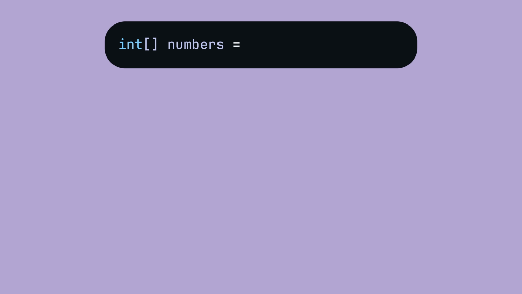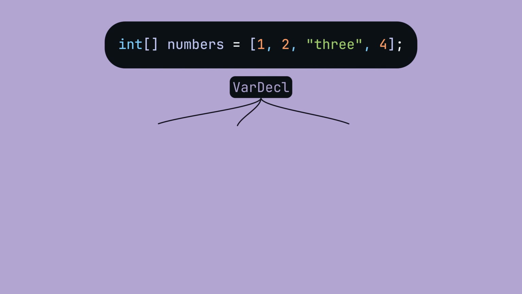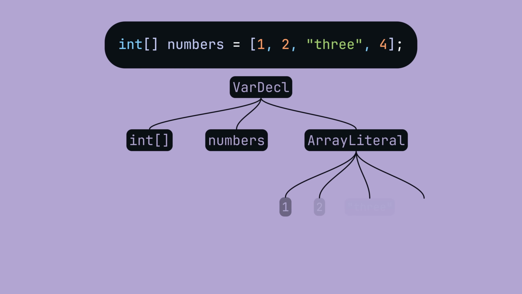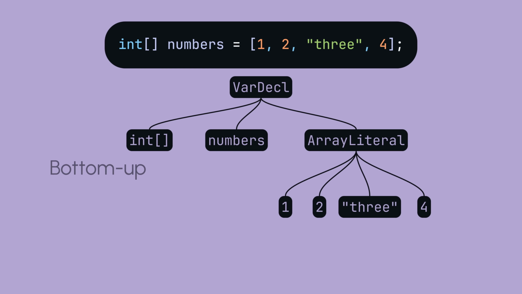One thing worth highlighting is how type checkers handle complex nested expressions. Consider a declaration like this. A naive approach would just evaluate each sub-expression in isolation and report a mismatch at the end, but that's not very helpful. The naive type checker might look at this from the bottom up. It evaluates the array literal, finds mixed types, and reports something vague like array contains incompatible types. That's technically correct, but not very helpful. The problem is that it cannot know which of the two types is the correct one.